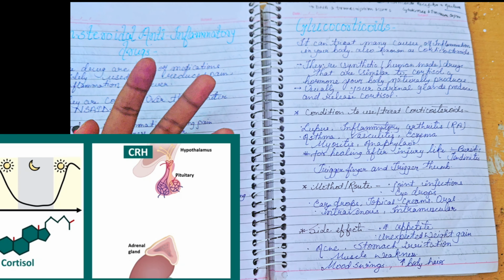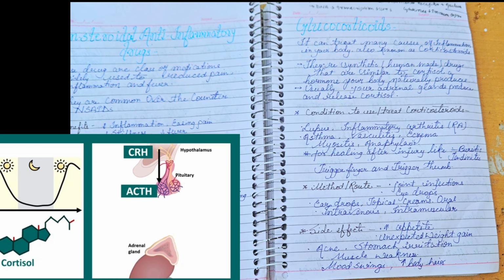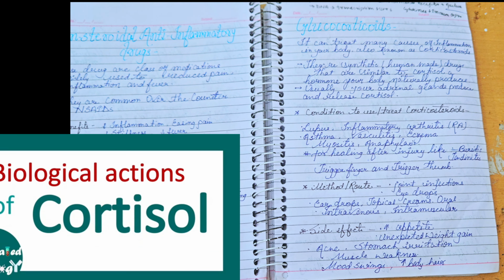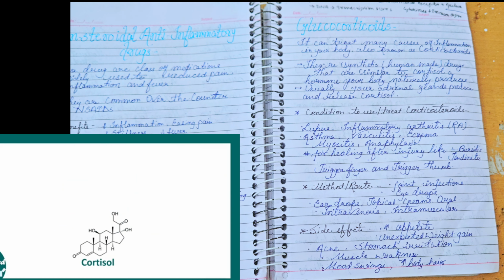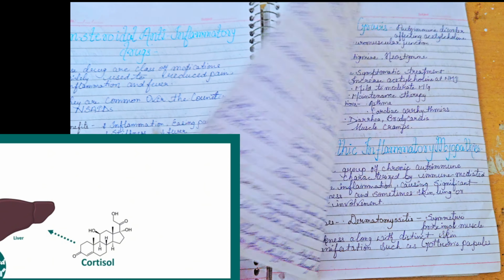Next are the side effects. What if you take long-term exposure to glucocorticoids? Side effects happen: increased appetite, feeling too hungry after a few hours, and unexpected weight gain, since you eat too much food. Acne will show on your face, rashes on your skin, and stomach irritation in your gut. There is muscle weakness, too much fatigue, dizziness and cramps. Mood swings will occur, and increased body hair is also a side effect of glucocorticoids.